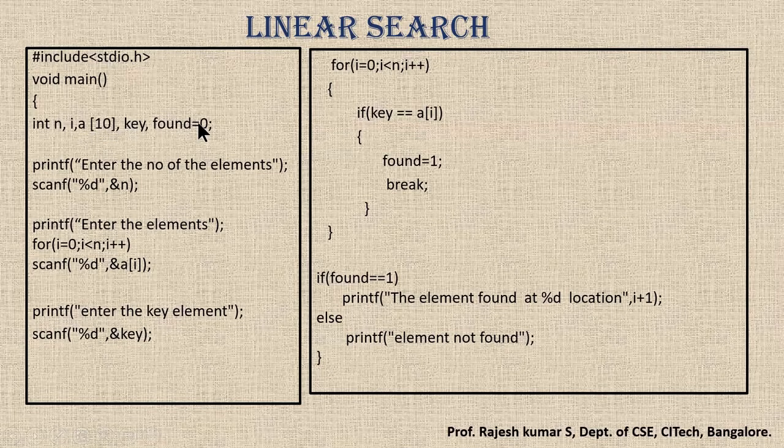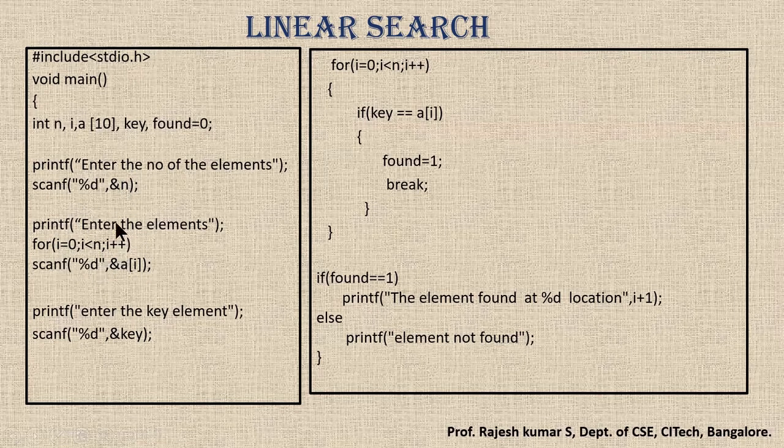Found is equal to 0. Now initially the found value is initialized to 0. Next, you are displaying a message on the output screen telling to enter the number of elements. Based on this, you'll be entering the elements. Now suppose you enter the number of elements as 5, 5 will be stored in the variable n. Now depending upon the n value, I'll be running the loop. I'll be inputting the array element.